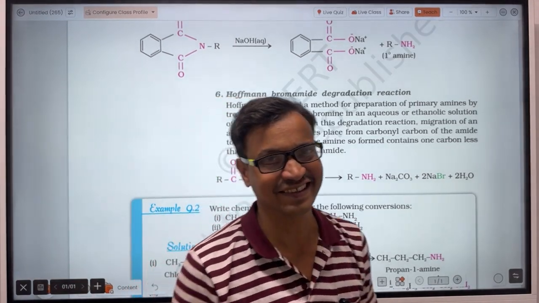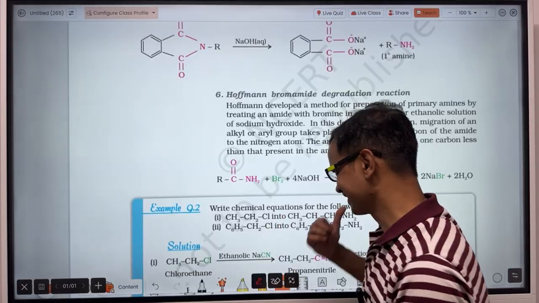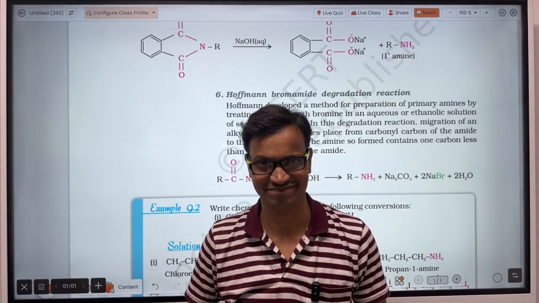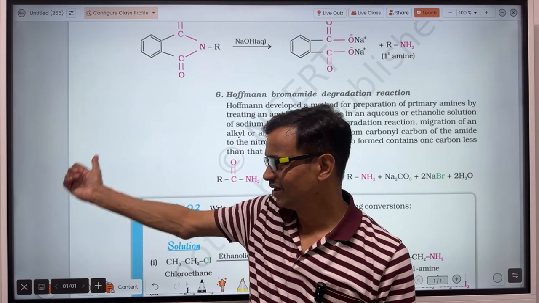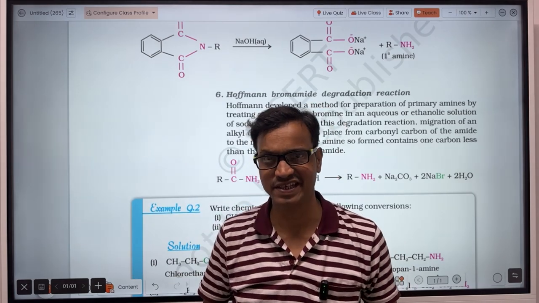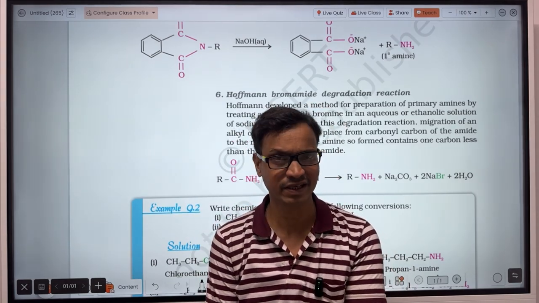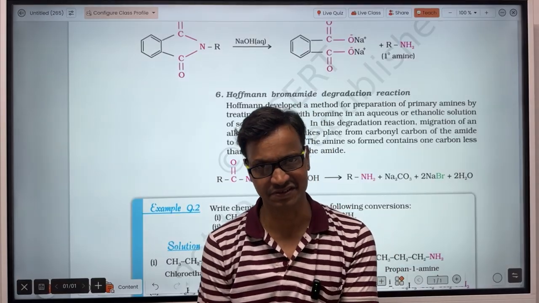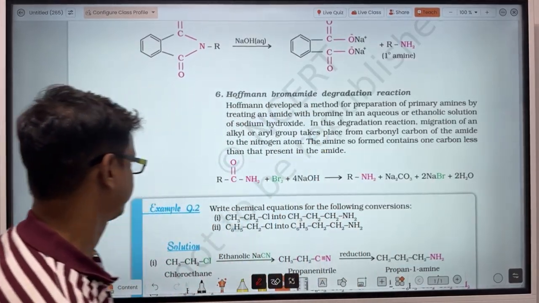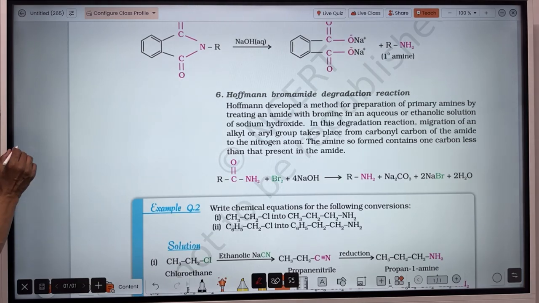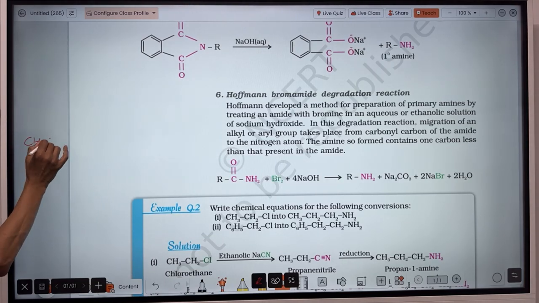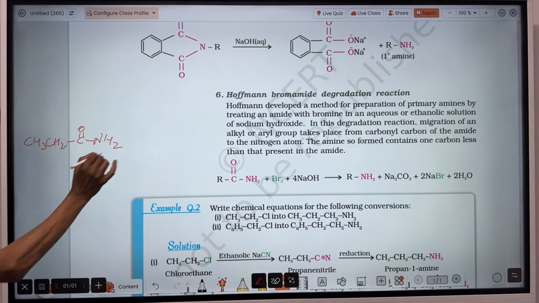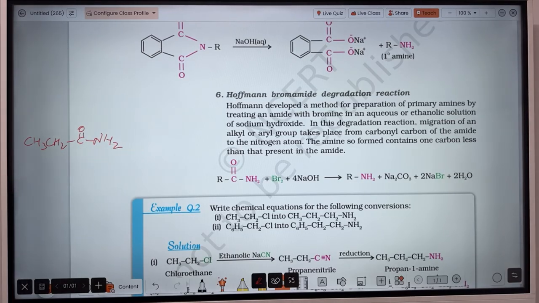Maybe if I tell you directly how this reaction is formed, you may feel difficulty. So I am firstly doing this reaction by taking an example, and then after that you can consider it directly. So let's see here. The compound here, I am taking the example of propanamide.